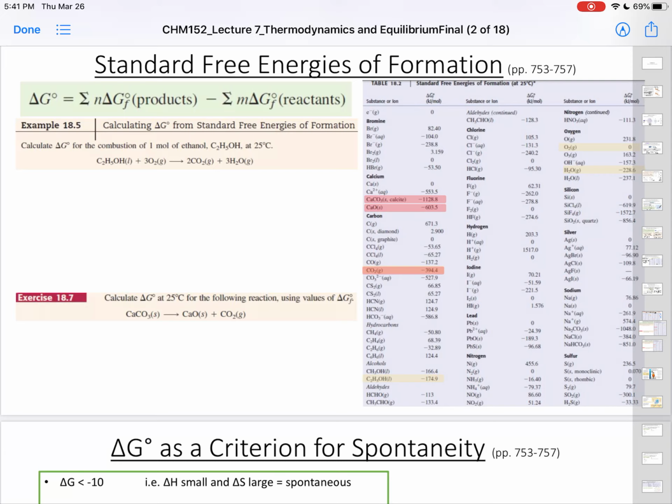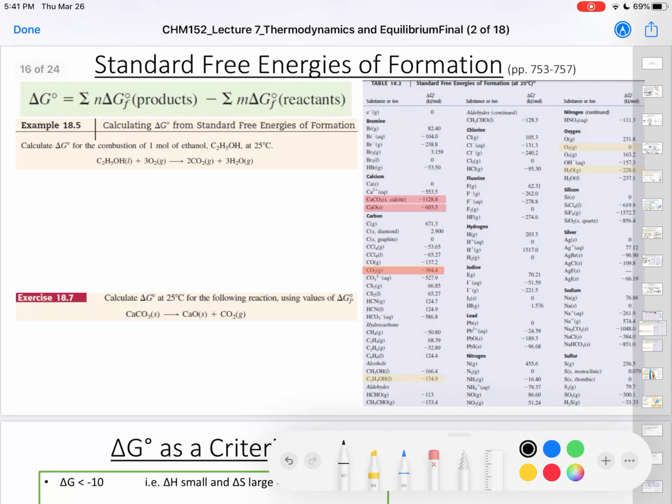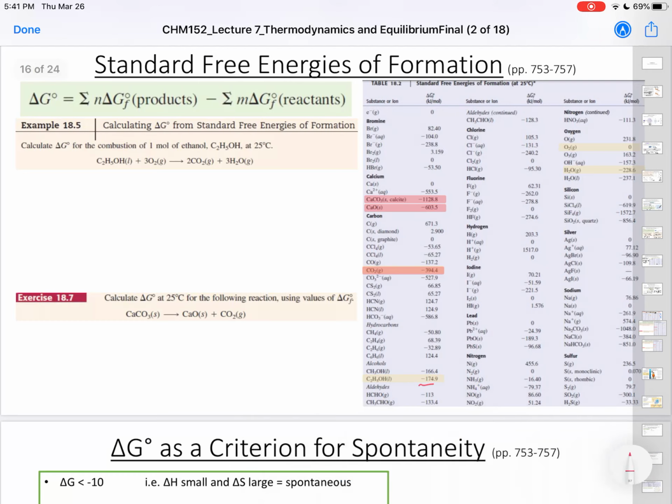So let's look at an example, 18.5. What you have there is C2H5OH reacting with oxygen to produce carbon dioxide and water. This is a combustion reaction. So again, what you're going to do is find these values. Let's do that right now.